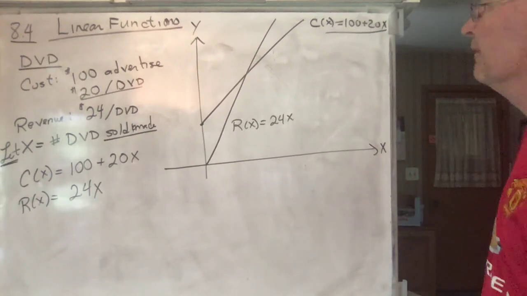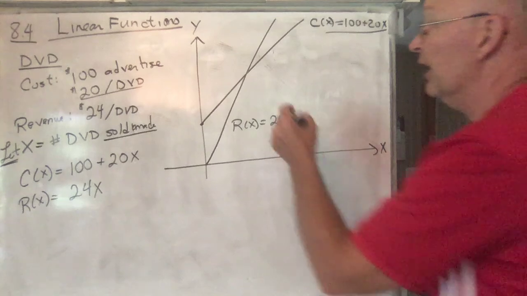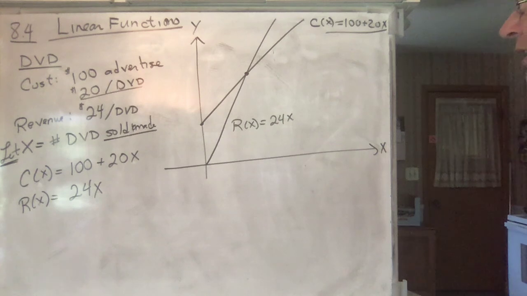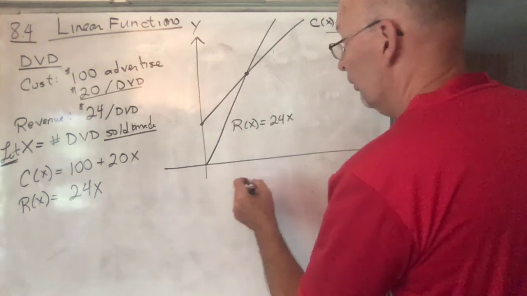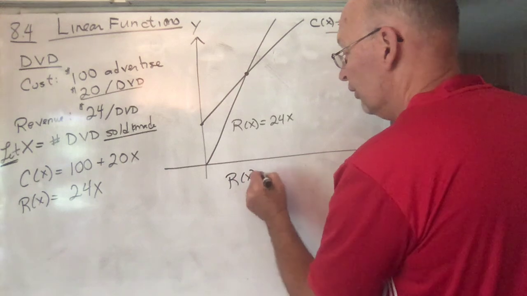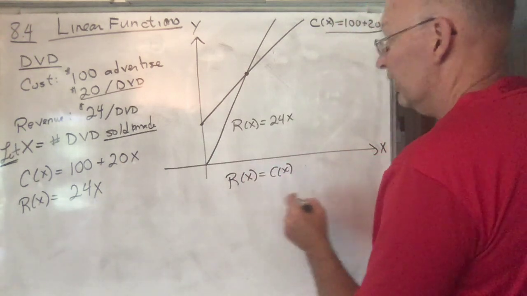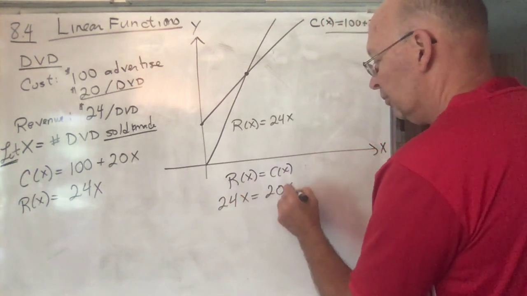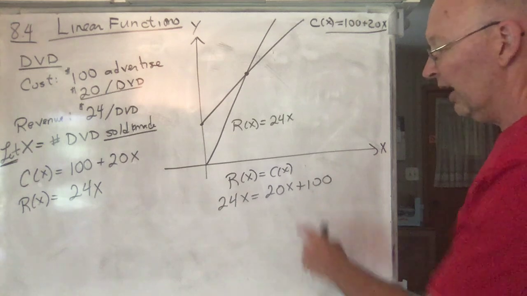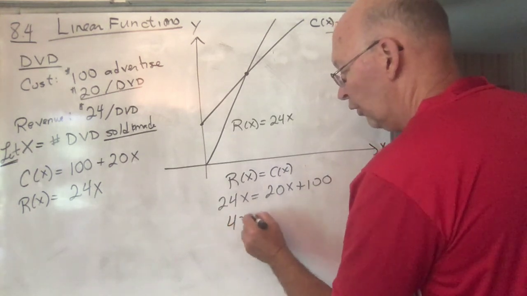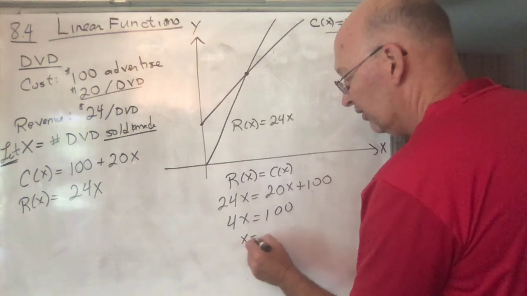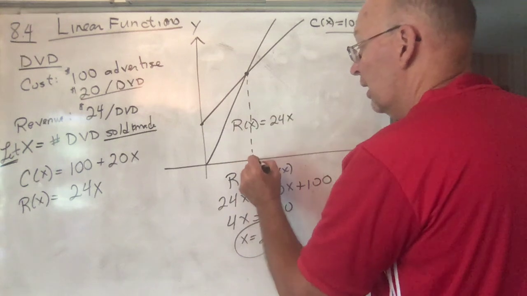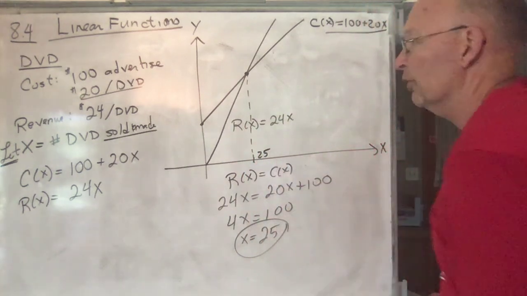There you go. Okay? So we want to know kind of what's the break-even point. Where are those two things going to be the same? And we can easily do it. We can say, okay, where will the revenue be equal to the cost? And so we just set them equal to each other. 24x is equal to 20x plus 100. Subtract 20x from both sides, and you get 4x is equal to 100. X is equal to 25. How easy was that? So at 25 discs, that's where you break even.